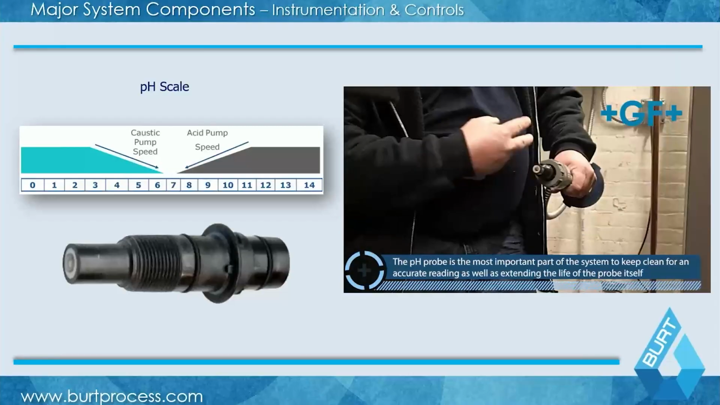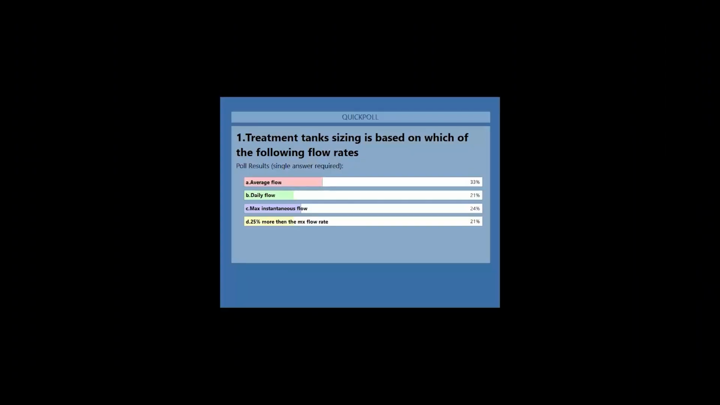All right, so the first poll question: what treatment tank sizing is based on which of the following flow rates? As we were just talking about here: average flow, daily flow, max instantaneous flow, 25% more than the max flow. Really, two of these could be right. Really, the correct answer is C in this case, which is the max instantaneous flow.